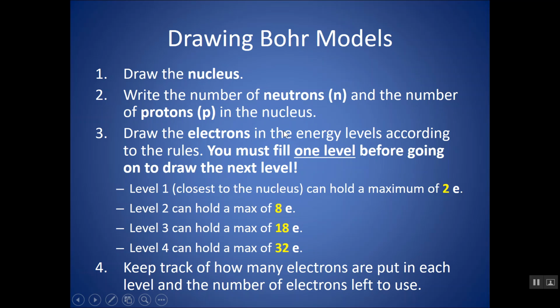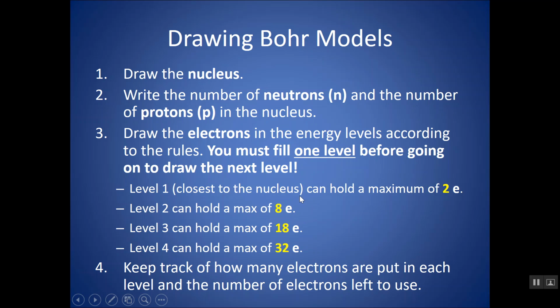You have to fill the first energy level or the first shell before moving on to the next. So the first energy level, which is closest to the nucleus, can hold a maximum of 2 electrons. Maximum meaning it can hold 0, 1, or 2 electrons. Once you fill that, you'd have to move to a second energy level, which is a little bit further from the nucleus and requires more energy for those electrons to occupy it, and that's why it's filled second. So the second energy level can hold a maximum of 8 electrons.